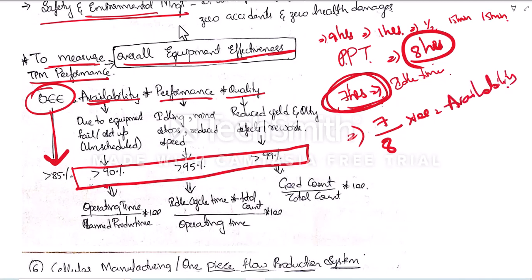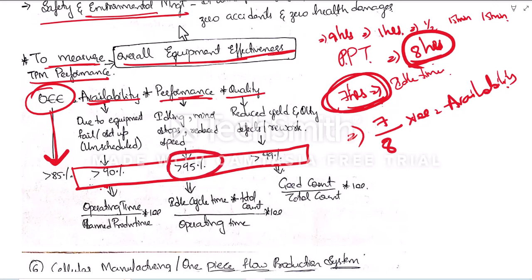Means we plan to make the machine available for 8 hours, but it is actually available for 7 hours. So we have to find out the ratio for that. It should be more than 90%. And when it comes to the performance, a machine should perform well and it should give more than 95%.